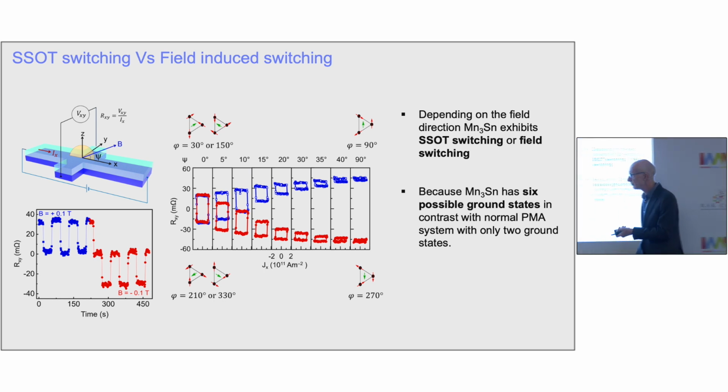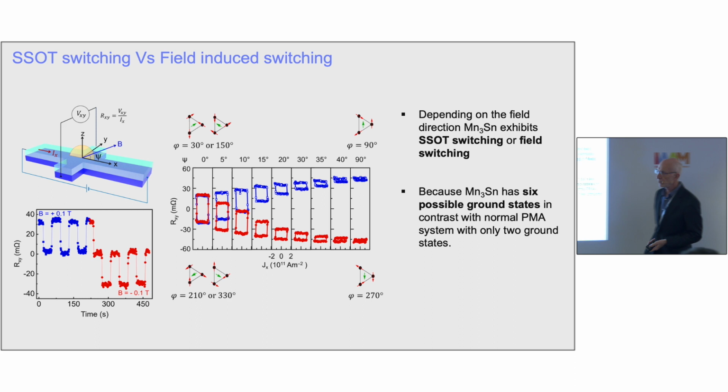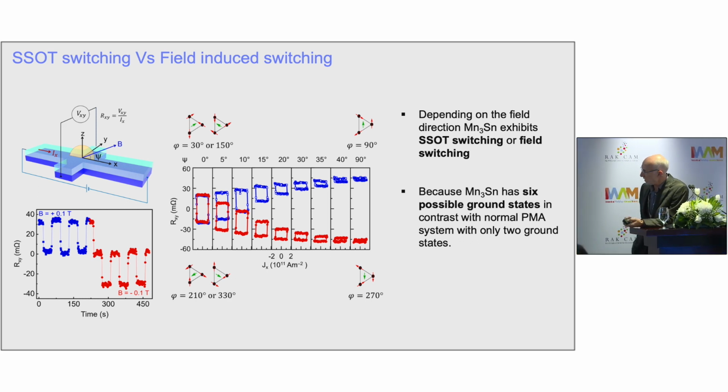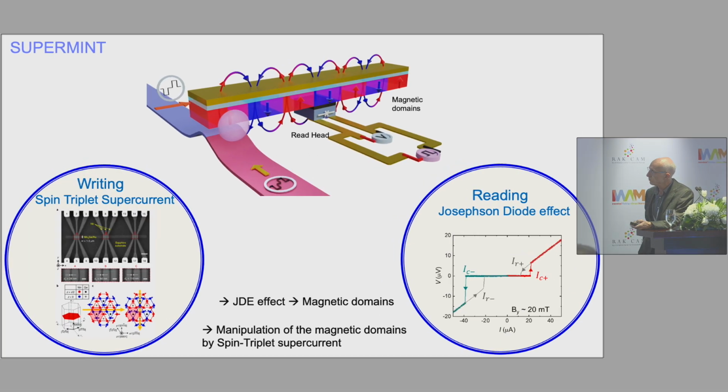We get many different possible states by tuning the magnetic field and the current in this way. And so this is very interesting. Why is this interesting? I want to come back to that in just one moment.